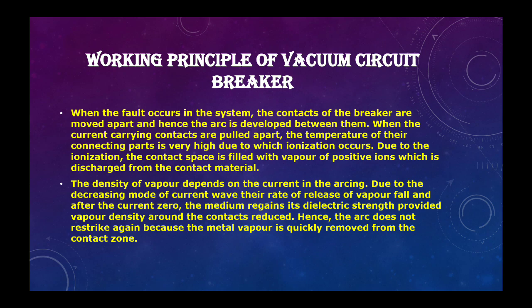The density of the vapor depends on the current in the arcing. Due to the decreasing mode of the current wave, the rate of release of vapor falls, and after current zero, the medium regains its dielectric strength, provided the vapor density around the contacts is reduced. Hence, the arc doesn't strike again, because the metal vapor is quickly removed from the contact zone. So that is the basic working principle of a vacuum circuit breaker.